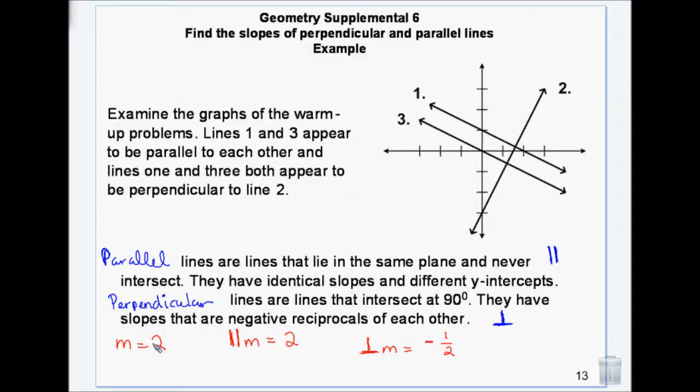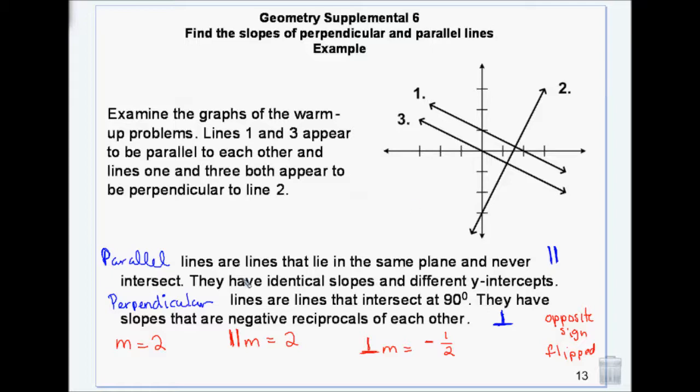So if 2 is negative, perpendicular would be positive. If 2 is positive, perpendicular will be negative, and flipped. So negative reciprocals is opposite sign and flipped.